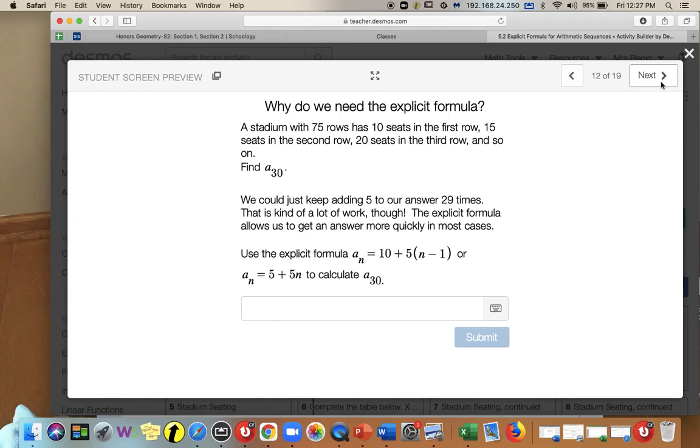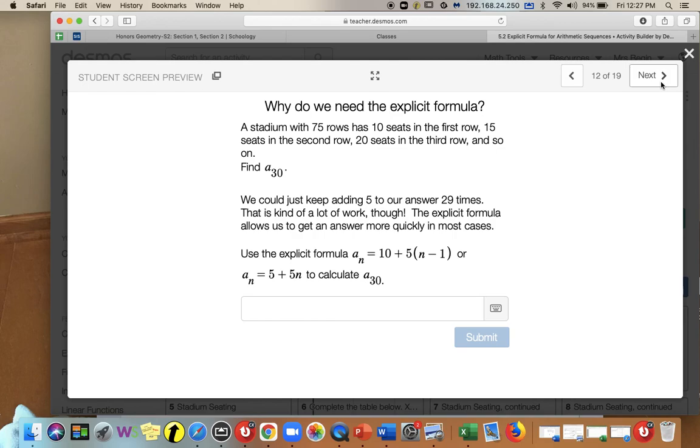Okay, so why do we need the explicit formula? It says a stadium with 75 rows. Okay, so here's the original problem. 10 seats in row 1, 15 seats in row 2, 20 seats in row 3, and so on. If I ask you to find a sub 30, it means how many seats are in the 30th row? And we could just keep adding 5 every time, but that's a lot of work. So if we have the explicit formula, we just have to plug in one number and we get our answer.